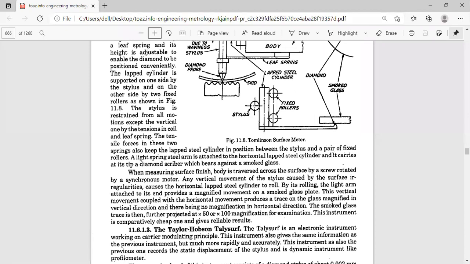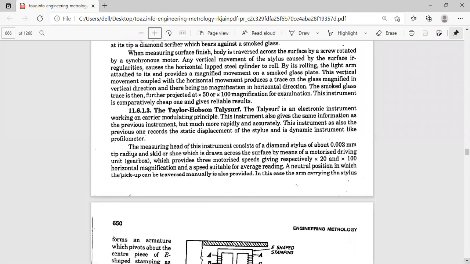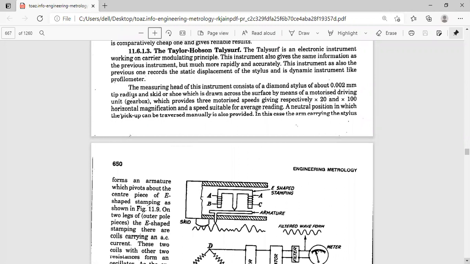So here, this instrument is comparatively cheap when we compare it with the Taylor Hobson Talysurf. And this is an electronic instrument. Already I told you, instead of telling electrical integrating stylus instruments, you can say electronic stylus instruments. How the carrier wave is generated, all that we'll try to see in the next class, but you just try to have the figure, try to fill the figure or the sketch here.